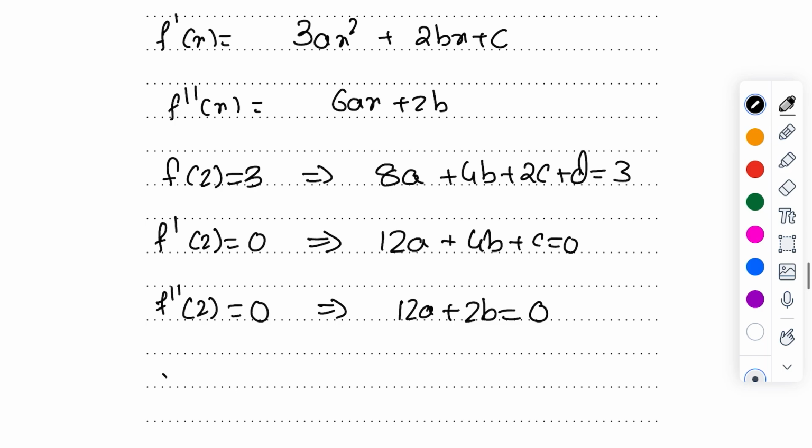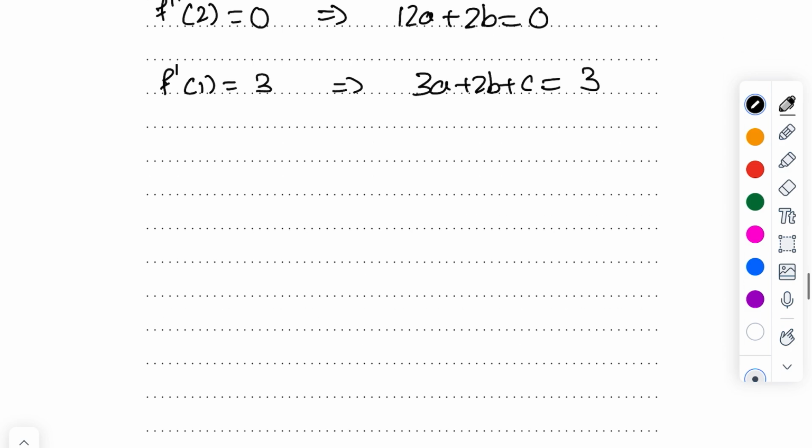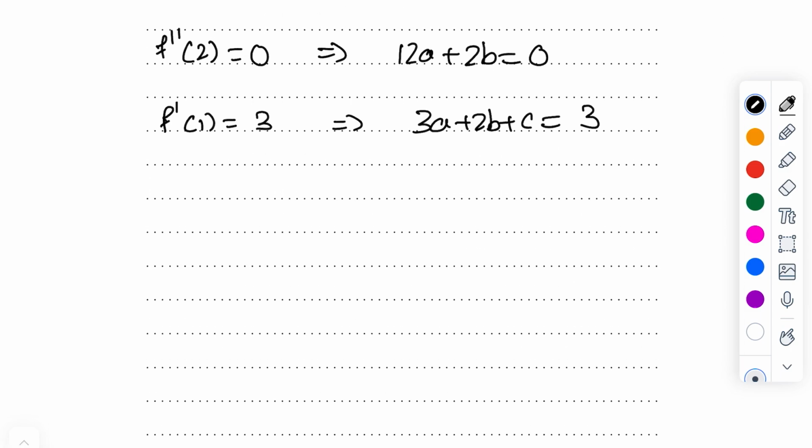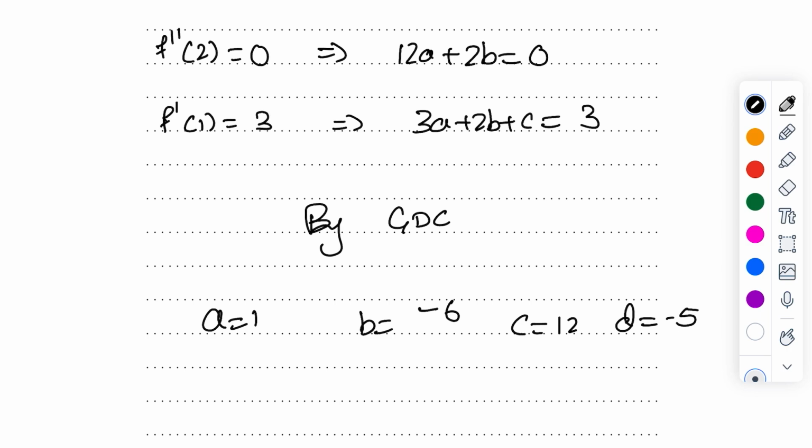Then it has a gradient at 1 of 3. So f prime 1 equals 3. One more equation, 3a plus 2b plus c equals 3. So you got 4 equations. You can solve these 4 equations by GDC, in the equation solver. You get a equals 1, b equals negative 6, c equals 12, d equals negative 5.